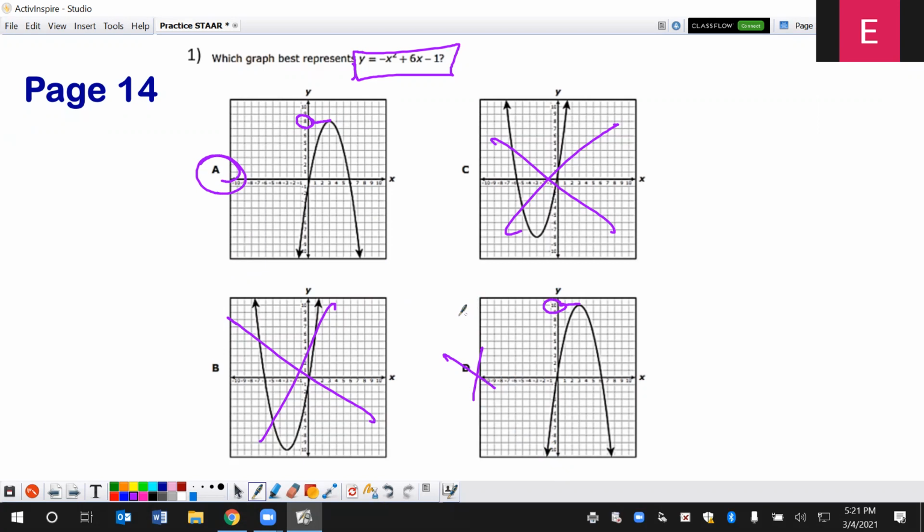So when you're graphing, sometimes the graphs look very, very similar. Just make sure you look at key points, look at different points, where it crosses the x-axis, where the maximum is, all those things to help you cancel answers and get to the right one.